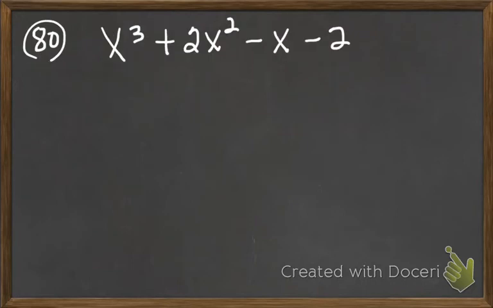Number 80. We have 4 terms. When we have 4 terms, our clue is grouping. We'll group the first 2 and the last 2 terms.